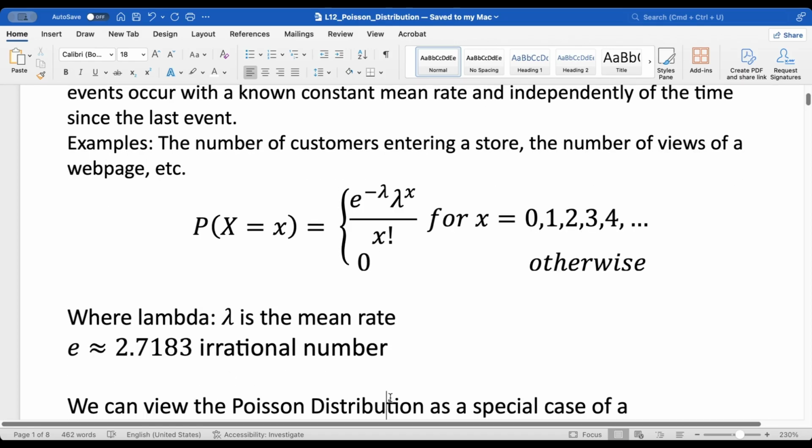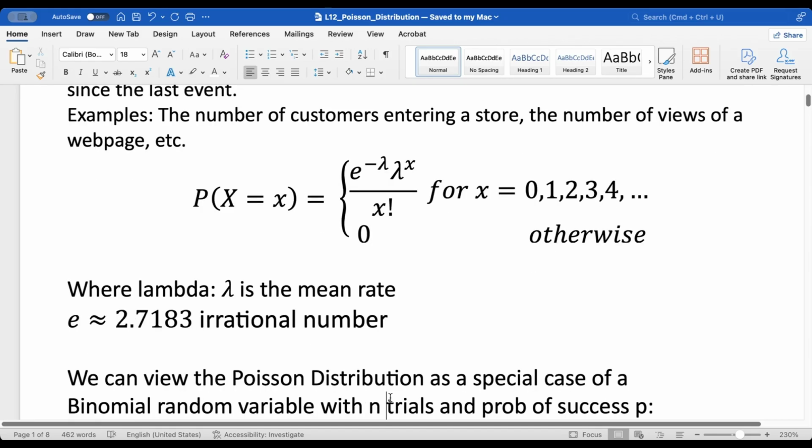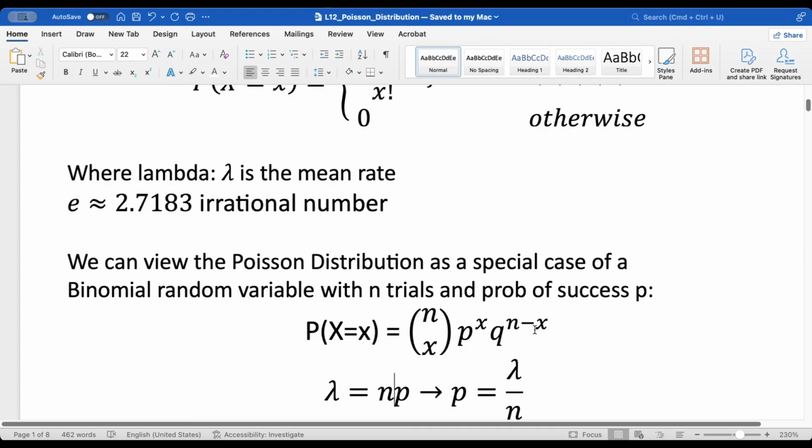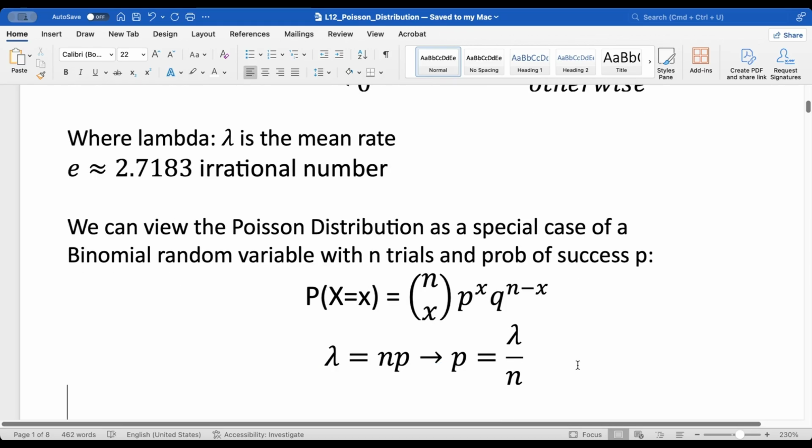One way to view the Poisson distribution is as a special case of a binomial: n trials, probability of success p. So this is the binomial PMF here, and we're going to show how we can use this to arrive at the PMF for the Poisson. Again, we're calling lambda the mean. The mean of a binomial is np. Solving for p, we get lambda over n.